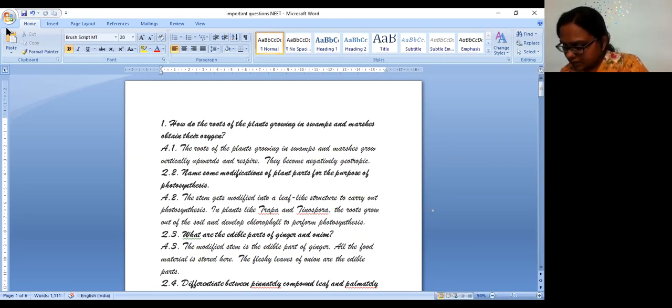they will not have the stem, students. They will not have the stem. The stem will get converted into, it's a very beautiful diagram, the Trapa. If I show you in this way, is it visible for you?